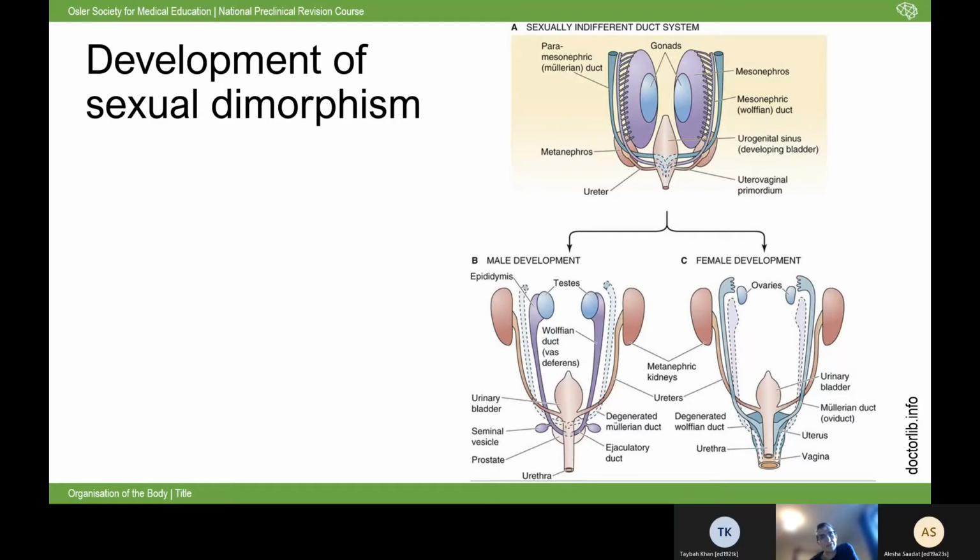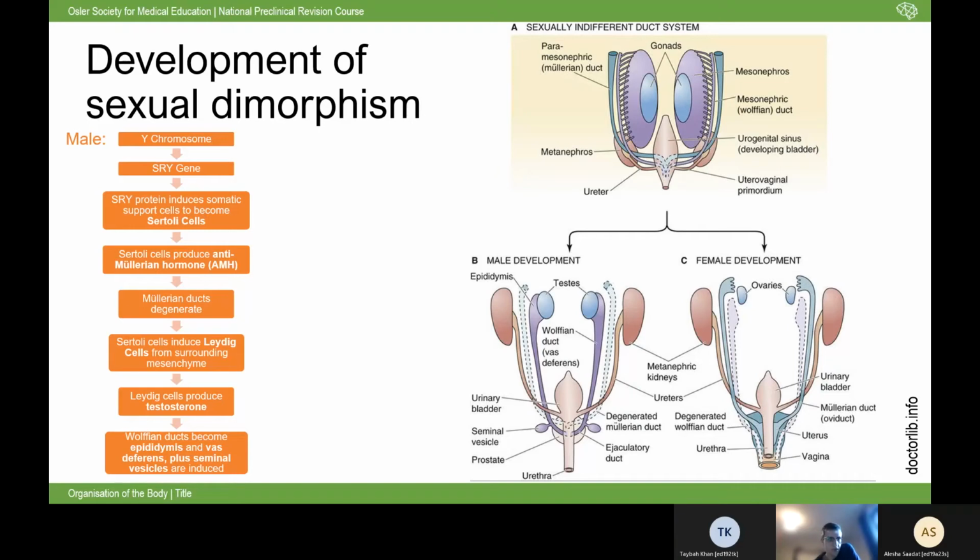And now there's a really important process that decides whether this is going to go down a male developmental pathway or a female developmental pathway. So remember, males have XY as their sex chromosomes, and the Y chromosome contains the SRY gene, the sex determining region of Y, and this produces SRY protein, which induces those support cells around the germ cells to become Sertoli cells. Sertoli cells produce anti-Mullerian hormone, which causes those Mullerian ducts, that second set of ducts that we talked about, to degenerate.